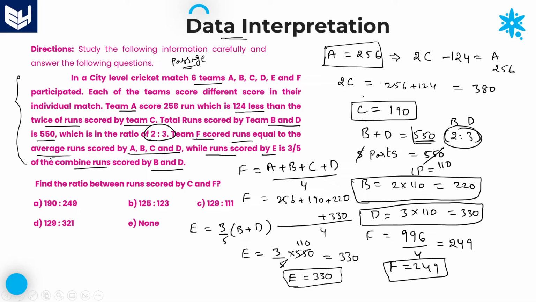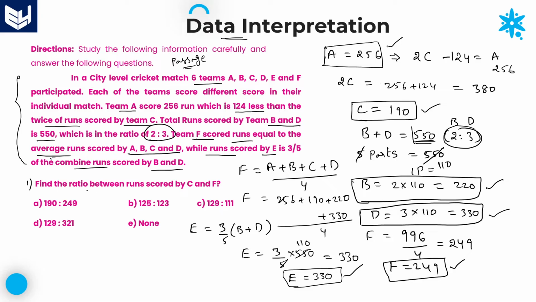Now here we got the runs scored by all 6 teams in a city level cricket match. Here team A scores 256, team B 220, team C 190, team D 330, team E, that is also 330, team F 249. These are the 6 values that we require to solve the problems based on this kind of information.